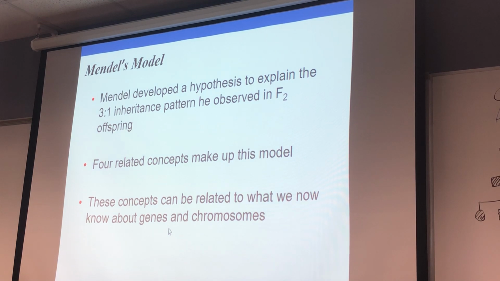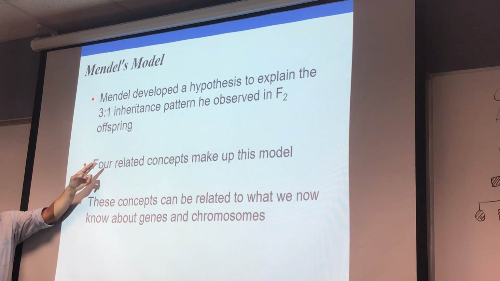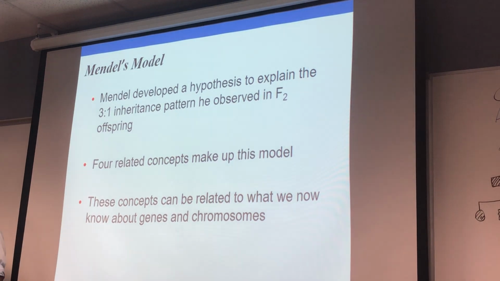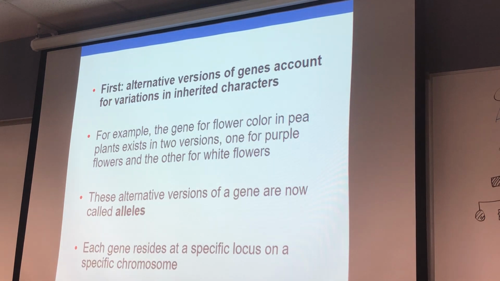So he developed this hypothesis to explain the 3-to-1 pattern that he observed in this F2 generation. He coined these 4 concepts to make up this model, and these concepts can be related to what we know now about genes and chromosomes. So the first one, alternative versions of genes account for these variations in inherited characters. That's what we mentioned before. Alleles are alternative versions of the genes. So that is point number 1 of these 4 concepts.